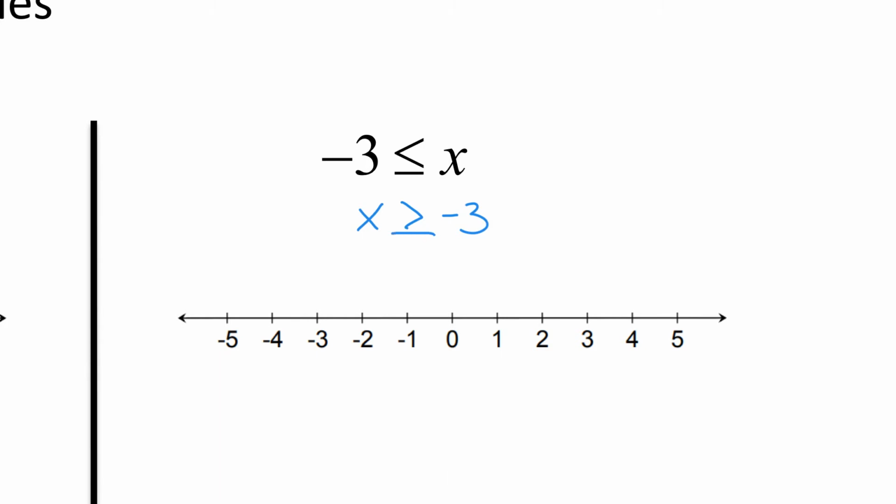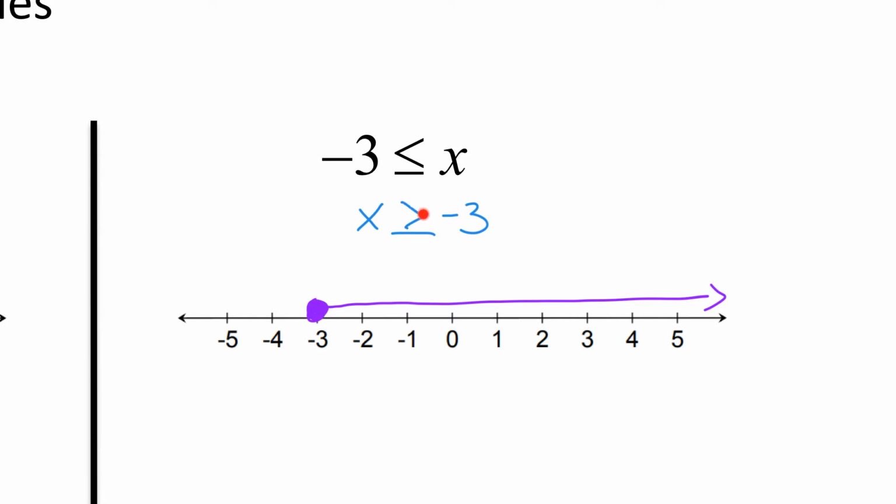So what that means is I am going to have a closed circle on top of the negative 3. Now you also have to understand what direction the arrow is going to go. Look at the arrowhead: the inequality is pointing to the number. When that happens, the arrow is going to go to the right, like this. If the inequality is pointing to the variable, then you go to the left. The arrow will go to the left.